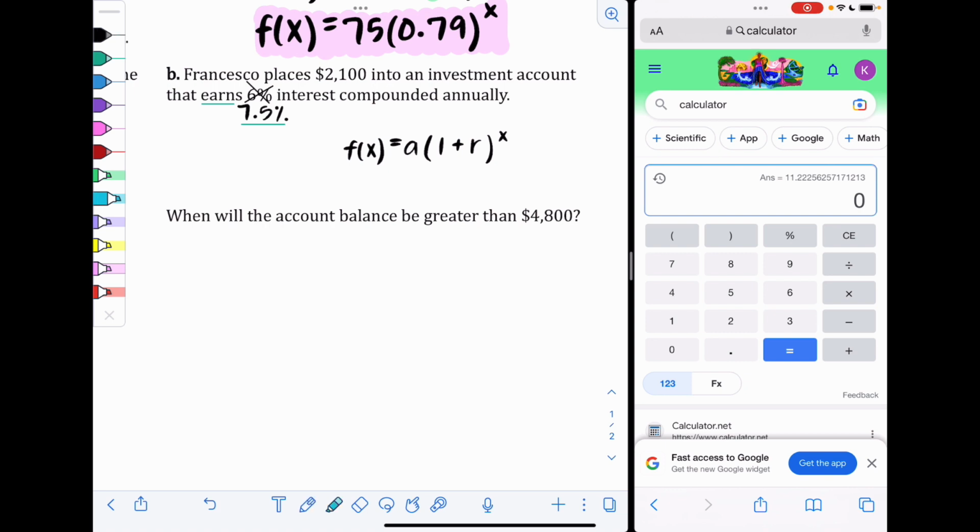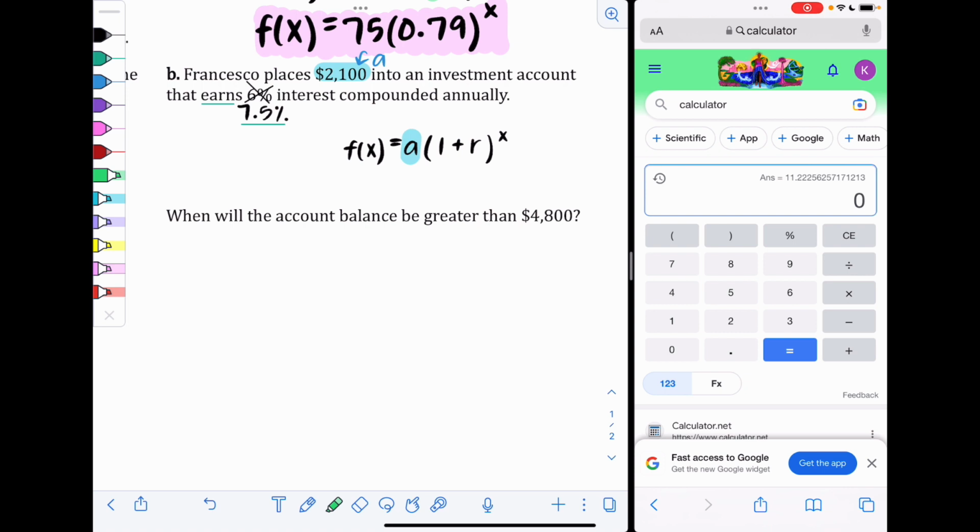So we'll find our starting value. That's going to be A. It says that he places $2,100 into his account, so that's going to be A. So we'll put 2,100 in for A right there, and then we also have to find R, which is going to be the rate that the money is growing by.